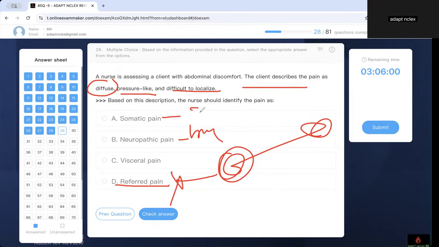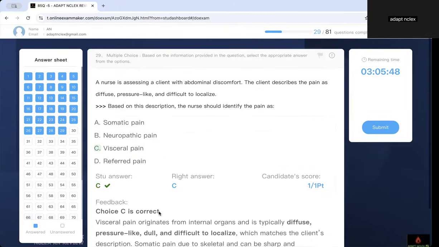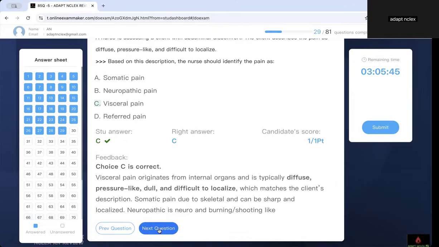Somatic pain is sharp and localized. This is not difficult to localize. You see the buzzword: this is visceral pain. That is the way you answer questions. It is a basic care and comfort type of question.